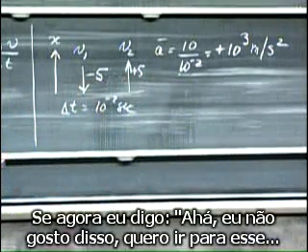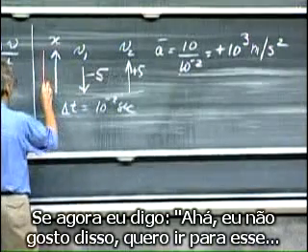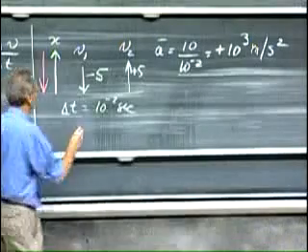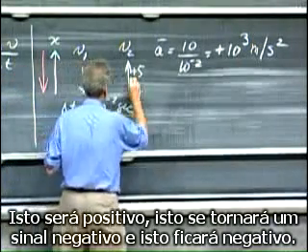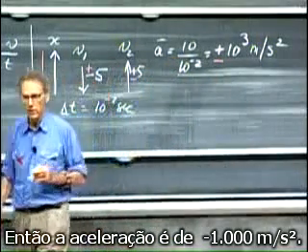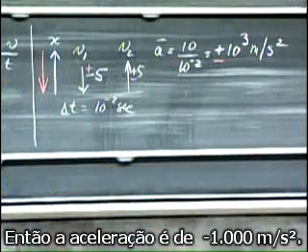If now I say, aha, I don't like this, I want to call this the value of increasing x. No big deal. This will become a plus, this will become a minus, and then this would become a minus. So then the acceleration is minus 1,000 meters per second squared.